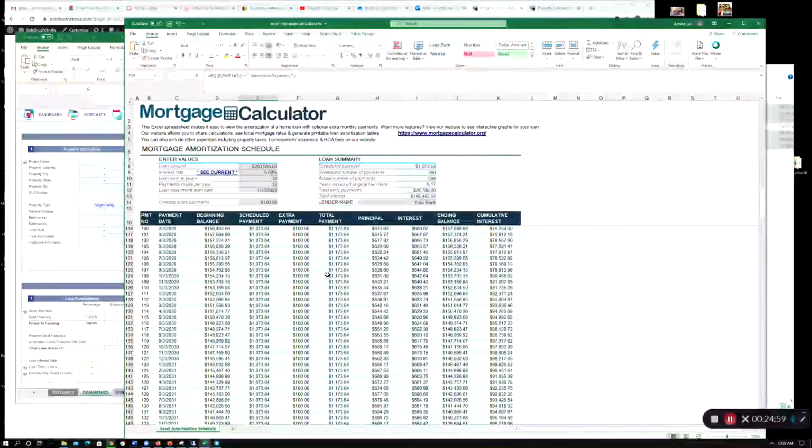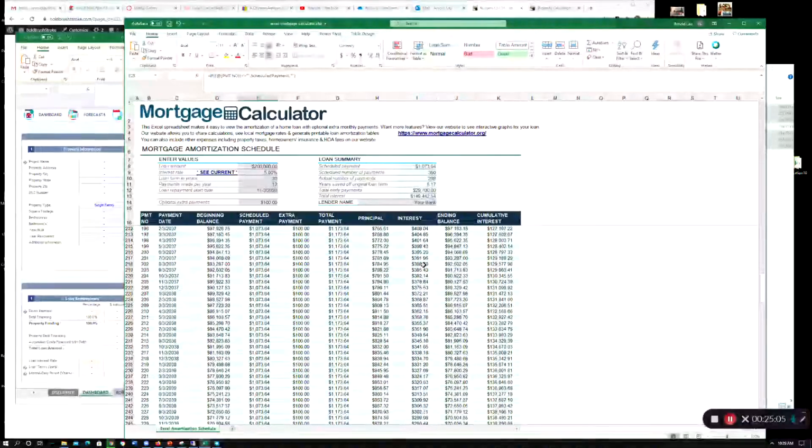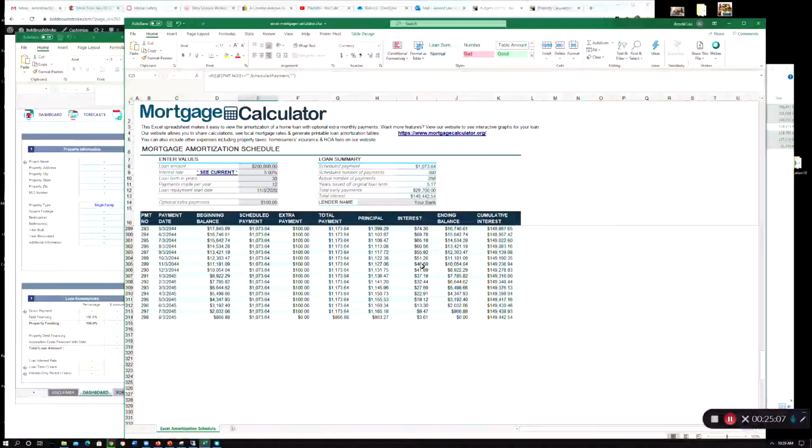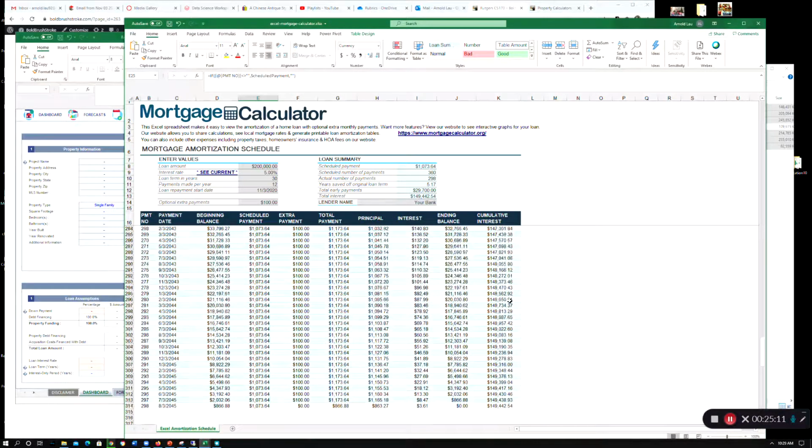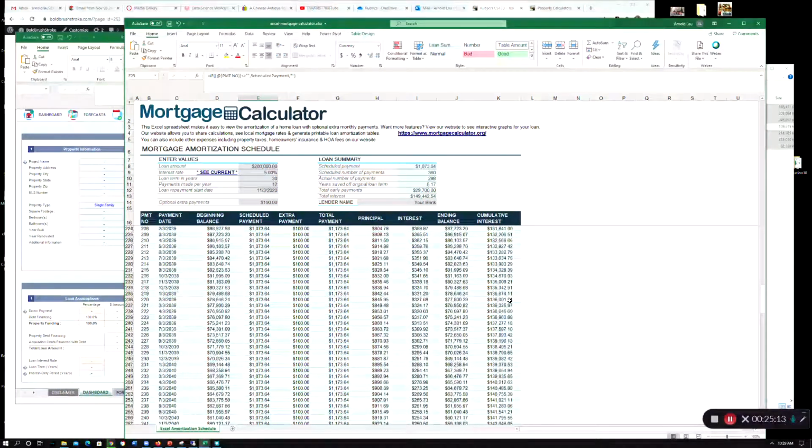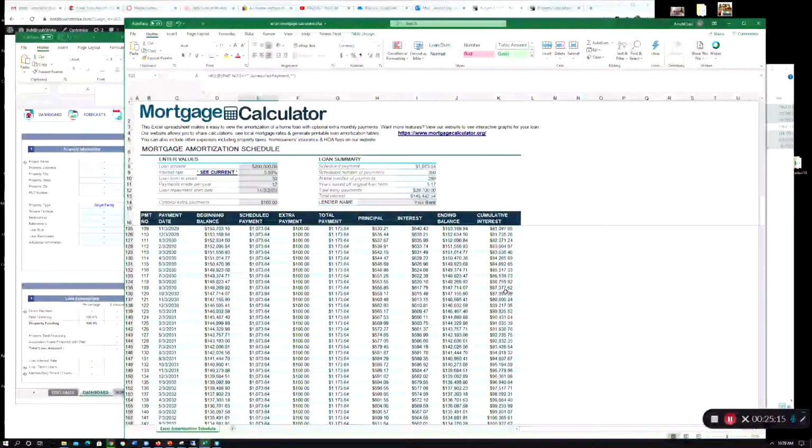And they'll break it down as you go over time, what your principal and interest is. And basically, it'll keep on going through to say how much interest you're paying for the life of the loan, all that kind of stuff. So this is another typical thing that you can do with an Excel spreadsheet.